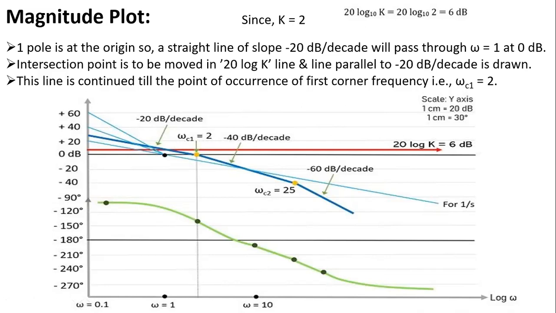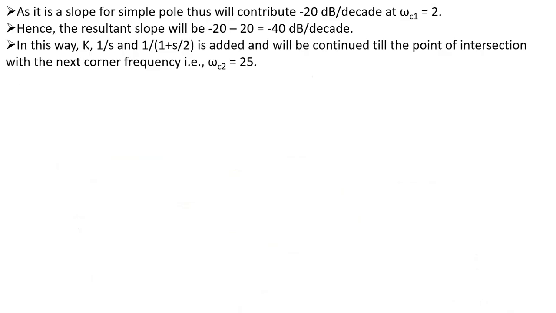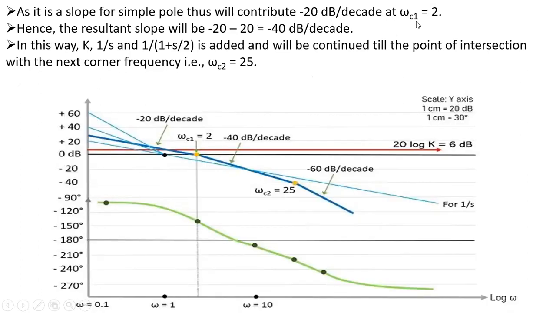Then let's go further. As it is a slope for a simple pole, it will contribute minus 20 decibels per decade at omega C1 equal to 2. Hence, the resultant slope will be minus 20 minus 20, that is minus 40 decibels per decade. Minus 40 decibels per decade. This slope is minus because we are taking minus of minus 20. So this will be minus 40 decibels per decade.